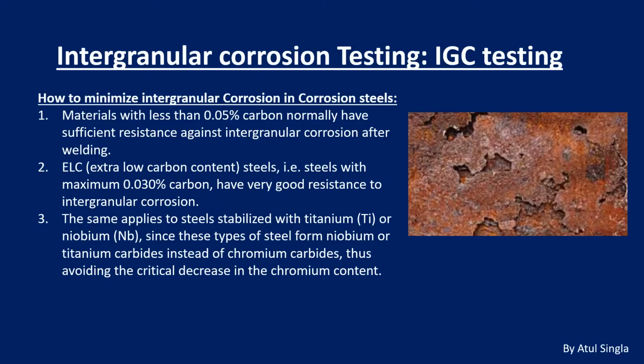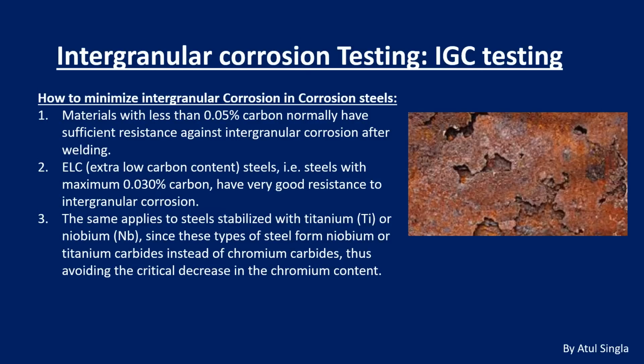Considering this factor, we have a category of low carbon steel where we limit the carbon content up to this much. That means we are not allowing the chromium to react with carbon to form chromium carbides. If there is lesser carbon, there are lesser chances of formation of chromium carbides at the grain boundaries. So limiting the carbon is one of the factors which can minimize the intergranular corrosion.